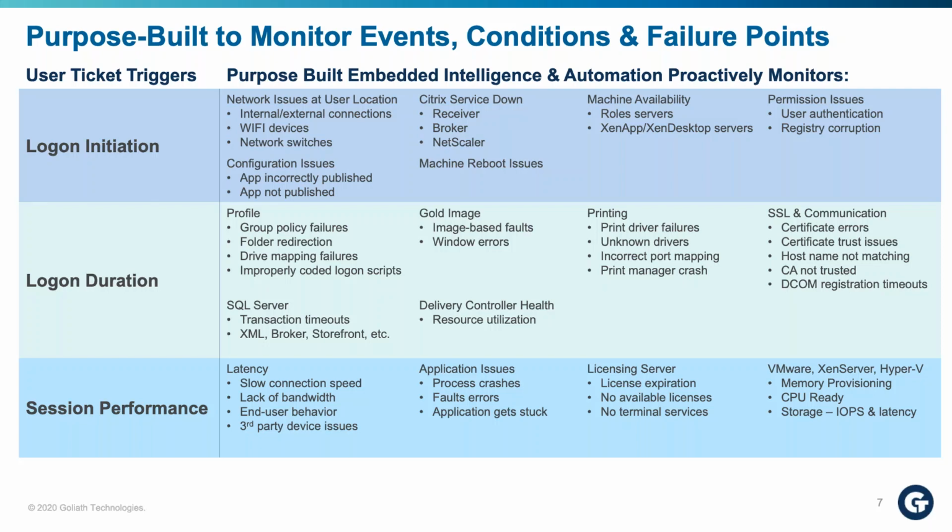And today we're going to talk about the first two. Most end user tickets come around logon initiation. Someone can't log into their system. Logon duration, it's taking too long to log in, whether it be to Citrix or an individual app that might be Surface or Horizon. And then session performance, things are lagging or you're being disconnected. Really, almost all tickets can be bucketed into one of these three. And so what we've done with our technology is we've actually embedded intelligence and automation that will automatically identify your virtual environment.